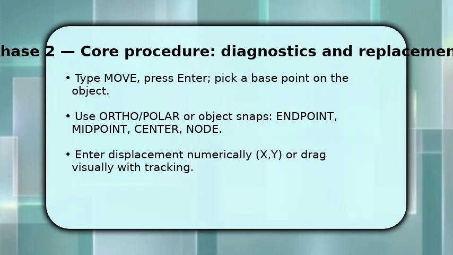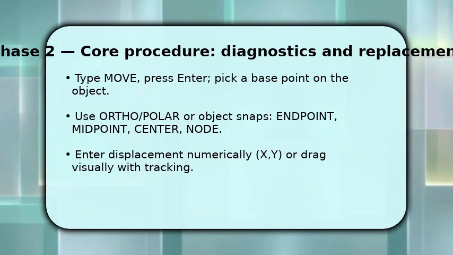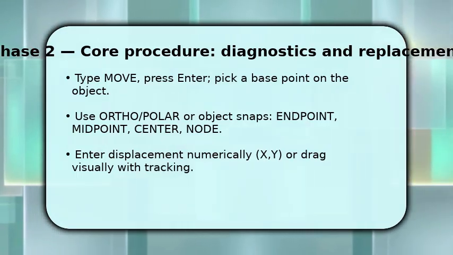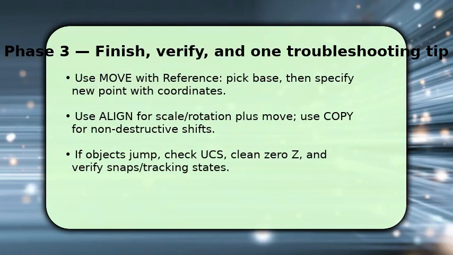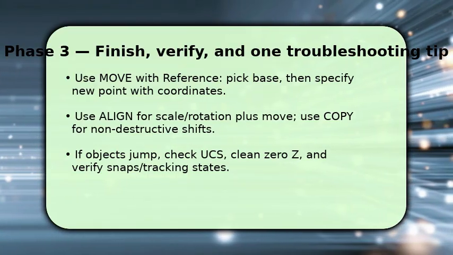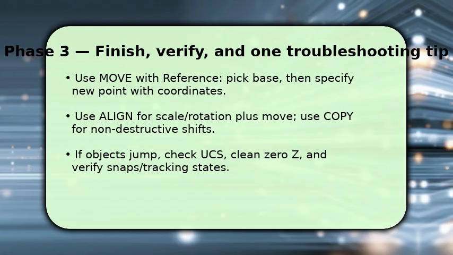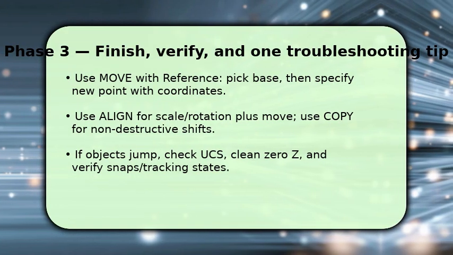If you need relative input, start with the @ symbol at the command line. This allows exact shifts like 125,0 or -50,30 for horizontal and vertical moves. You finish by specifying the final destination point. With move using reference, pick the base point, then enter the new coordinate or snap to a target feature so placement is exact. If you must relocate with rotation or scale, use align.